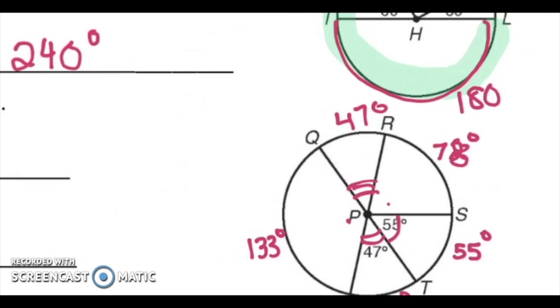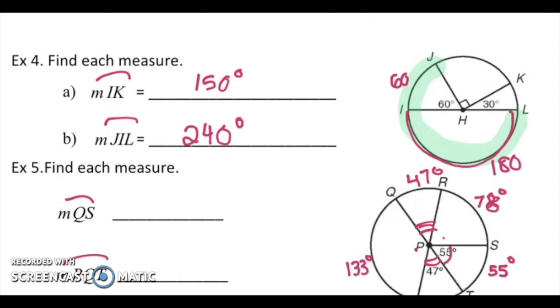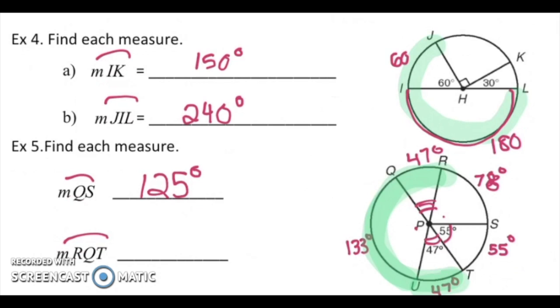So now that I know all my angles, it's easy for me to find these arcs. So QS would be the sum of these 2 arcs. So 47 plus 78, which gives me 125 degrees here. And then RQT, we would go all the way around to there. So that would be the 180 from this semicircle here, plus the 47 over here. So that would be 227 degrees.